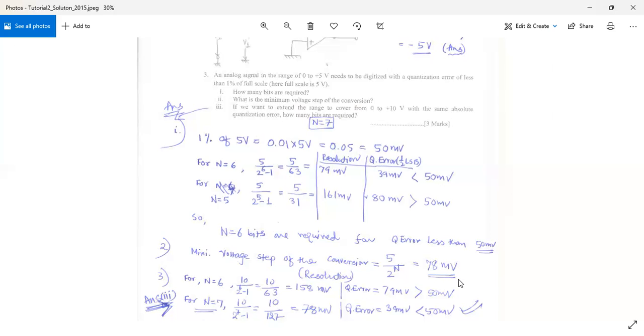So there are two methods. Tabulating the result is a trial and error method, or you can just solve for n by the method that I showed you. You know that the quantization error is 50 millivolt, and that the quantization error is half the resolution size. So the resolution size in that case is 100 millivolt, and then you just need to solve for the other value.